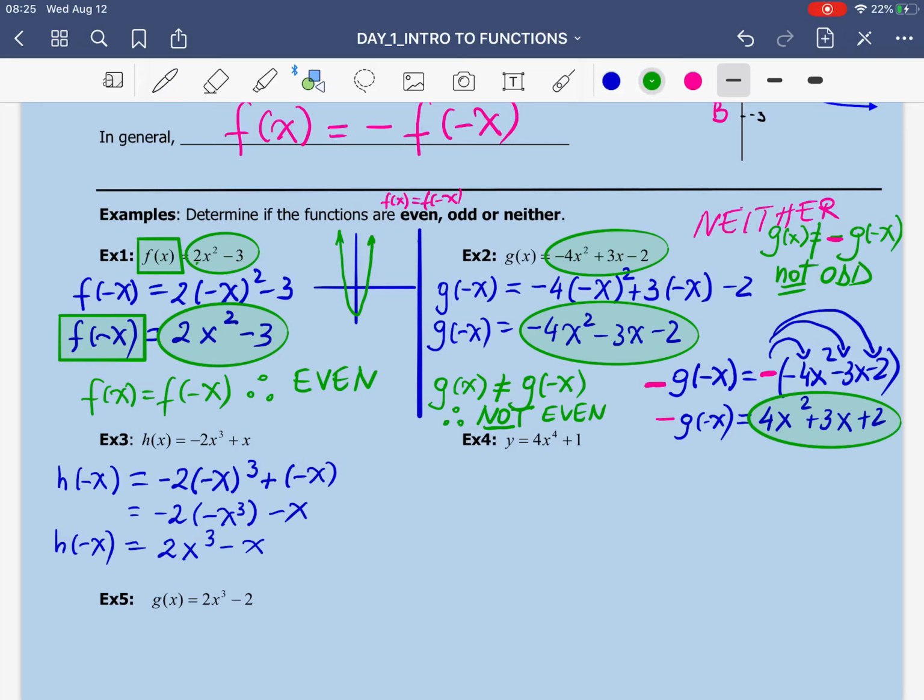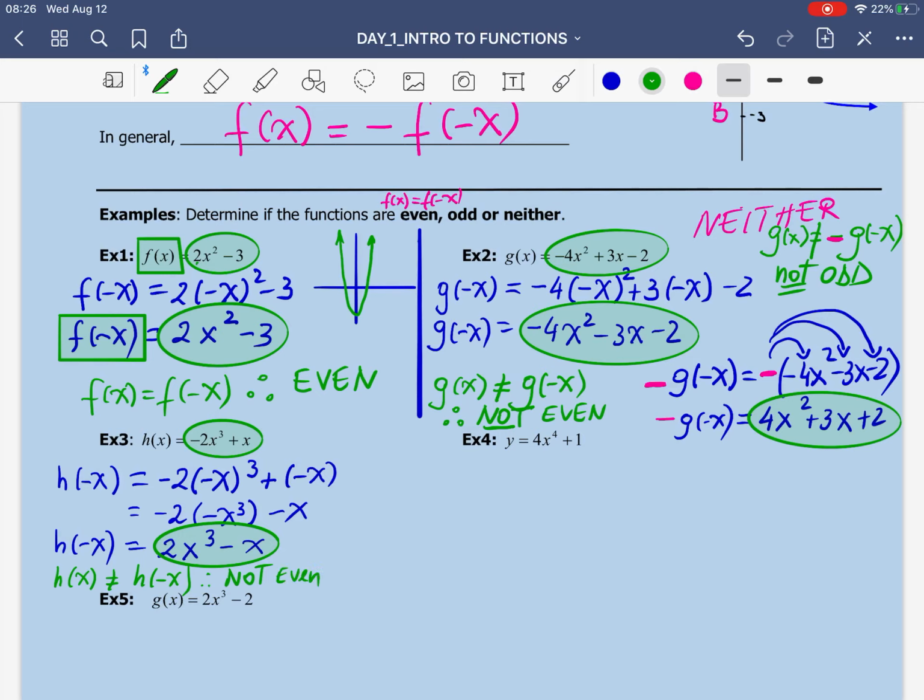And now it's time for us to compare h of negative x with h of x. Check and see if they are equal. If they're equal, then we'll say the function has even symmetry. So negative 2x cubed is the first term in h of x, and 2x cubed in h of negative x, so not even. We're going to say that h of x is different than h of negative x, therefore it's not even.